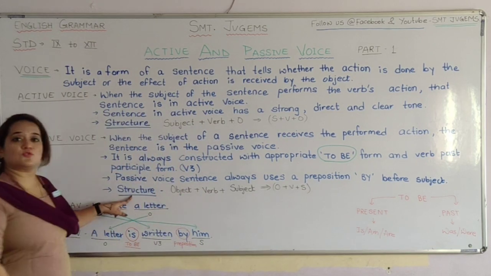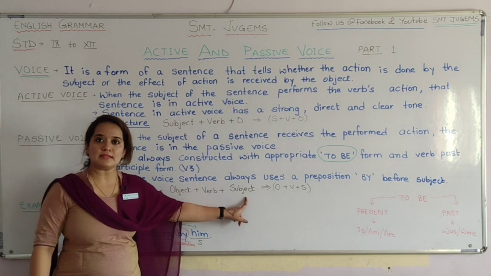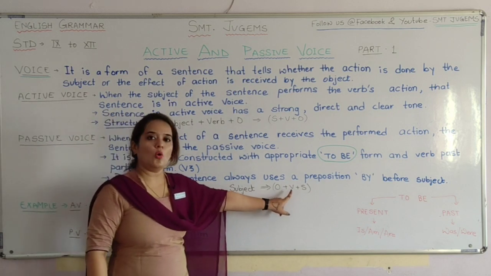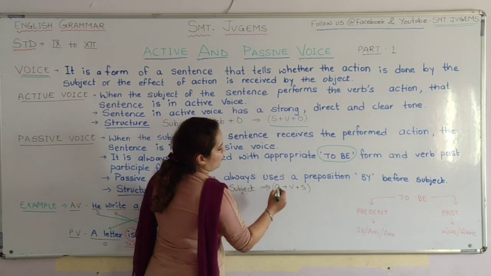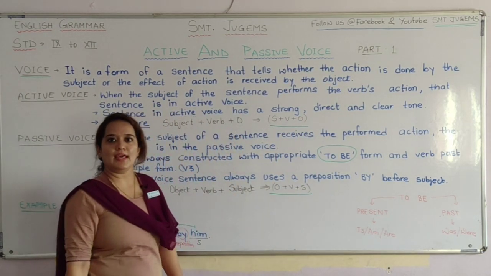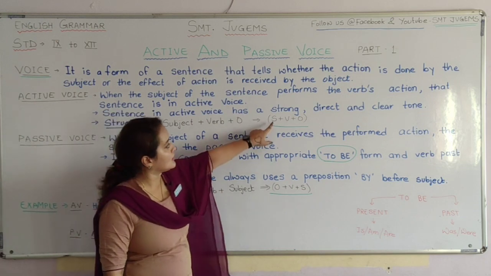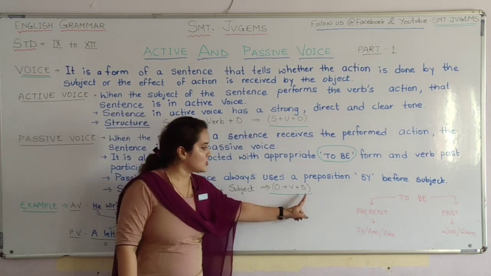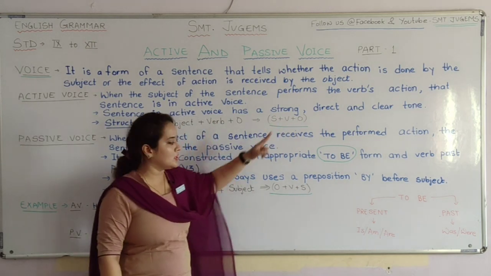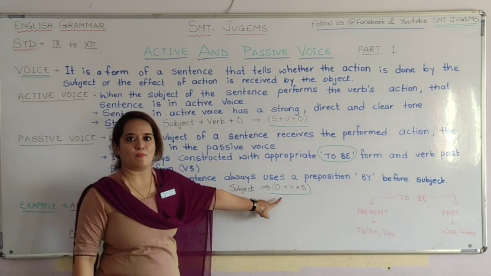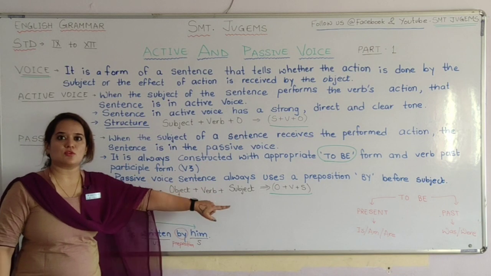Now comes the structure. So the structure is object plus verb plus subject. That means OVS. Just see this. Here we have SVO and here we have OVS. This is the difference, and in this way we have to convert. The subject of active will be shifted to the object of passive. The object of active will be shifted to the subject of passive. So this was all about active and passive and its structure.